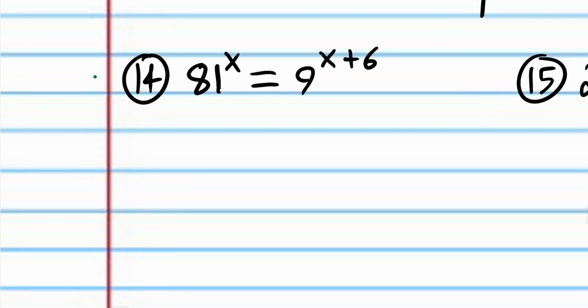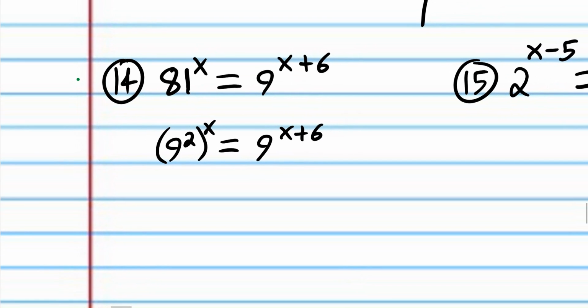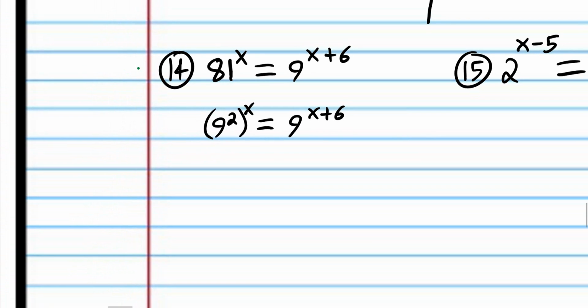All right, we're back. So 81, I'm going to change to 9 to the second power. And, whoops, I forgot to write the x. A lot of students would stop at that point and they say, okay, we're done. We have 9 as the base, but 9 is not the base yet. 9 squared is the base. So we're going to have to use rule number 5, which tells us to multiply the exponents.